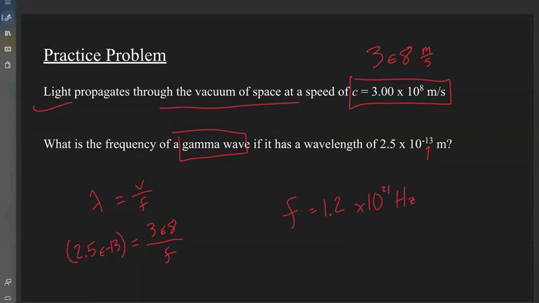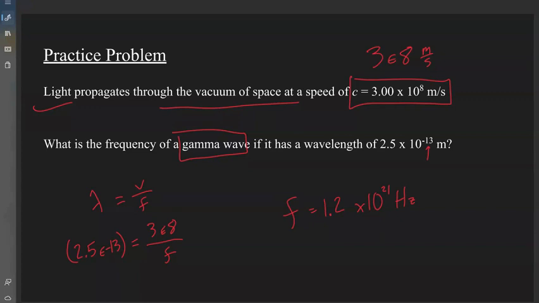So that is oscillating at 1.2. Let's see, how many times would that be? I think that's 1.2 hexillion times every second. That's a lot. So gamma waves are incredibly high energy because they're oscillating back and forth so gosh darn quickly.